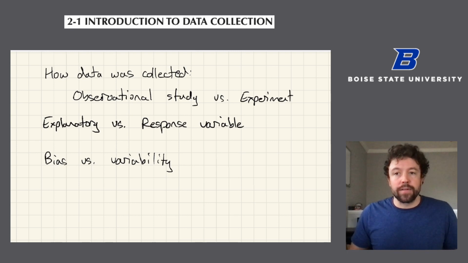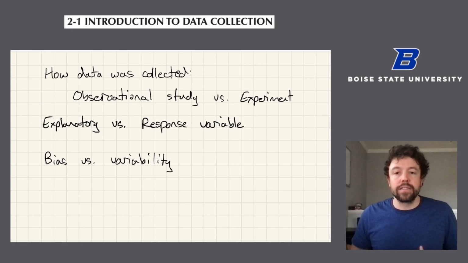And variability is something that we embrace in statistics. We can deal with it mathematically. Bias, on the other hand, we can't really deal with mathematically. Bias is the idea that various things about a study design can cause it to overestimate or underestimate some value.